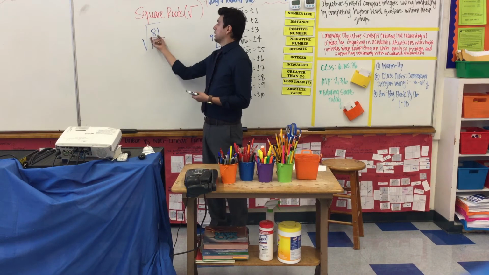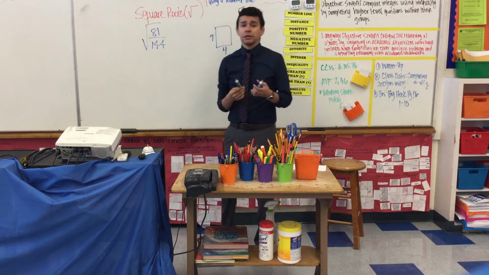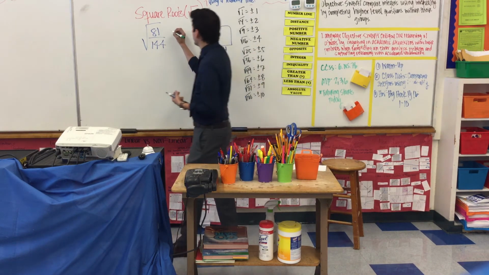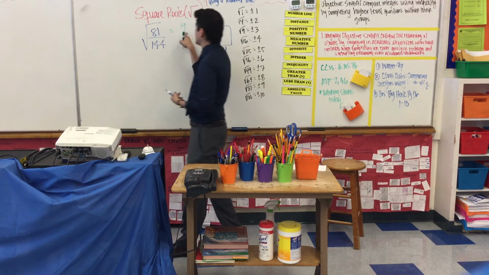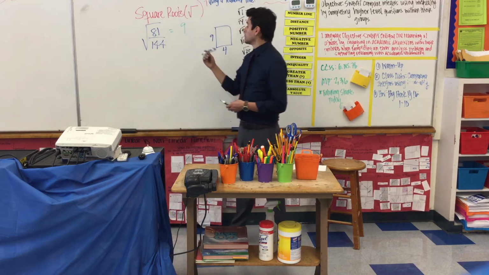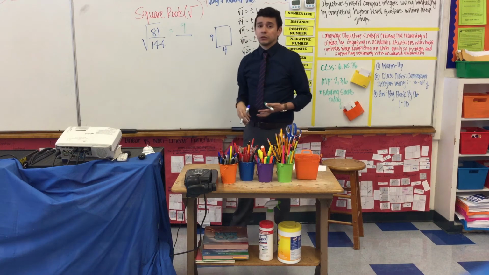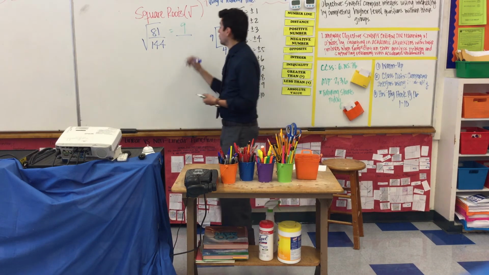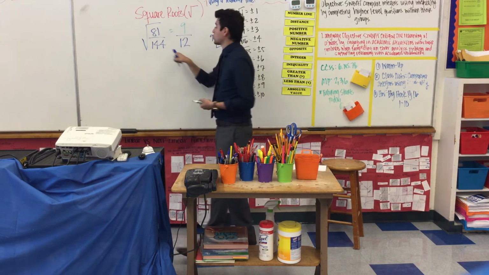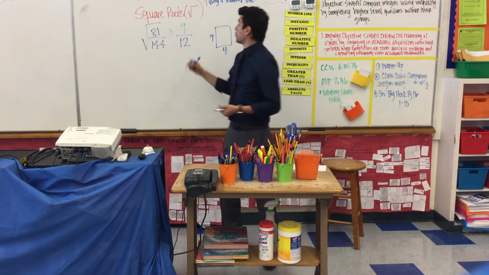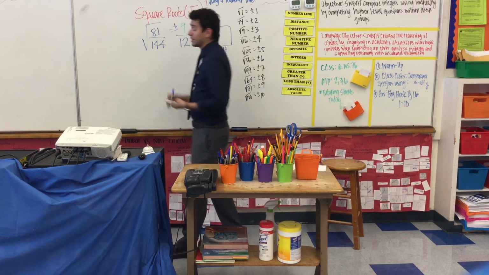Do the square root of 81 first. What's the square root of 81? Yeah, 9. Because 9 times 9 gives you 81. What's the square root of 144? Hopefully you said 12. Because 12 times 12 is 144. Don't forget your plus and minus, and you're done.